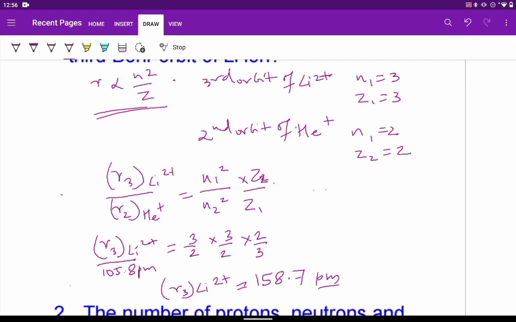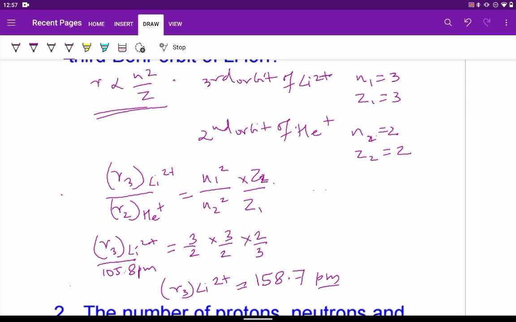Will be equal to n1 square by n2 square. What is n1 square by n2 square? This is n2, n2 is 2, and n1 is 3. So n1 square by n2 square is 3 by 2 into 3 by 2, into Z2 by Z1. What is Z2? Z2 is 2, and Z1 is 3.